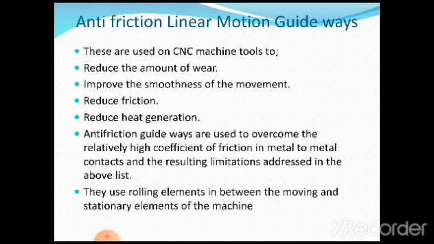Anti-friction guideways are used to overcome the relatively high coefficient of friction in metal to metal contacts, and the resulting limitations addressed in the above list. So whatever drawbacks there are, like friction, heat, wear, all these things can be prevented, and the high coefficient of friction can be reduced to zero by using rolling elements, which are known as balls or rollers, between the stationary element and the moving element. So they use rolling elements in between the moving and stationary elements of the machine.